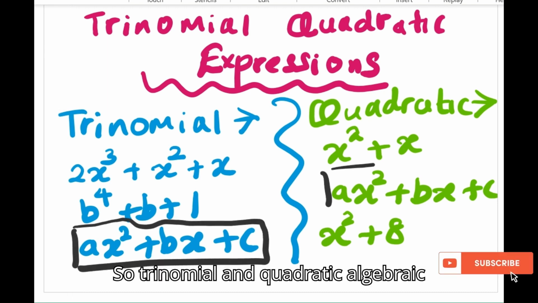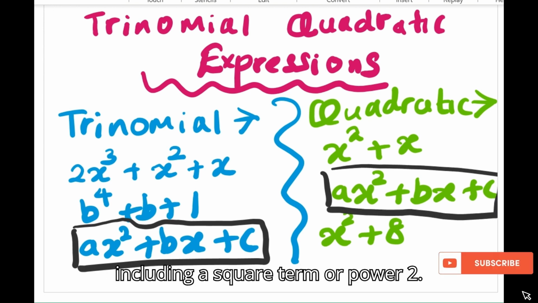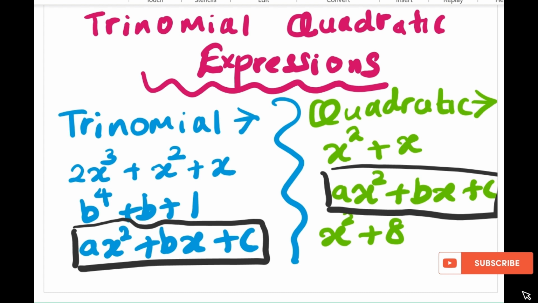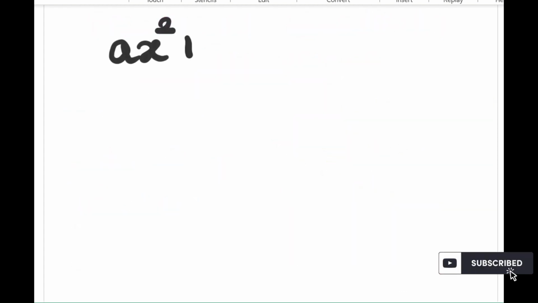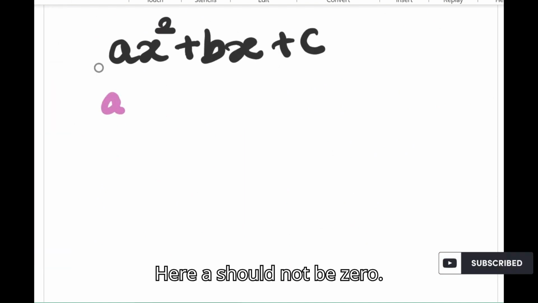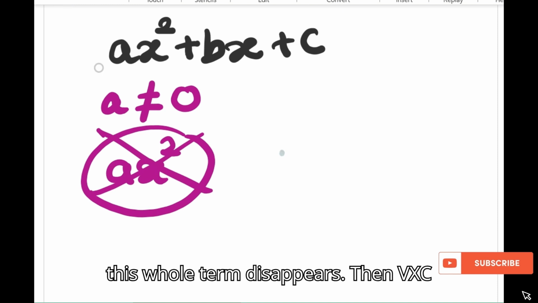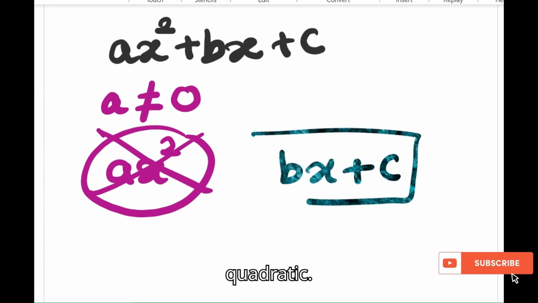So trinomial and quadratic algebraic expression means there are 3 terms including a square term or power 2. As an example, ax squared plus bx plus c. Here, a should not be 0. Why? Otherwise, ax squared, this whole term disappears. Then bx plus c is not trinomial or quadratic.